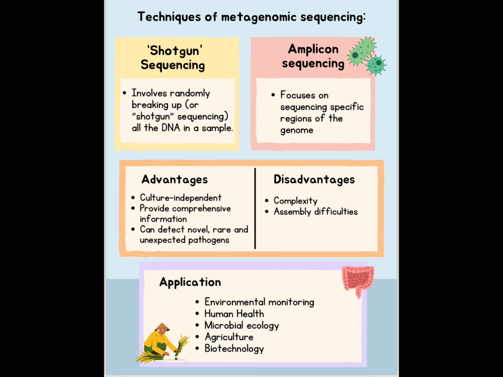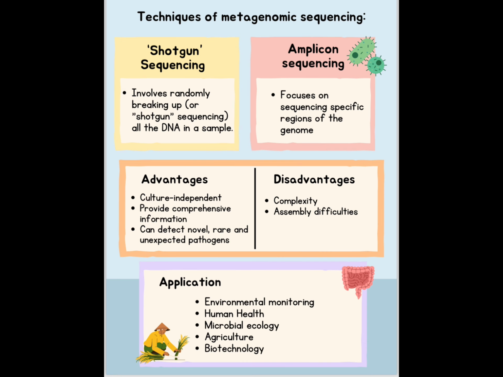regions of the genome. Next are the advantages of metagenomic sequencing, which include being culture independent, providing comprehensive information, and being able to detect novel and rare pathogens. The challenges of metagenomic sequencing are complexity and also assembly difficulties.